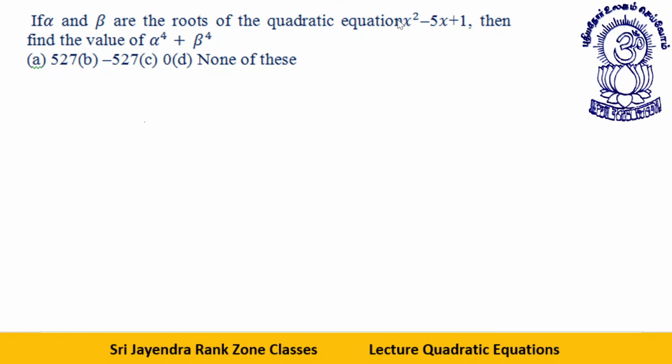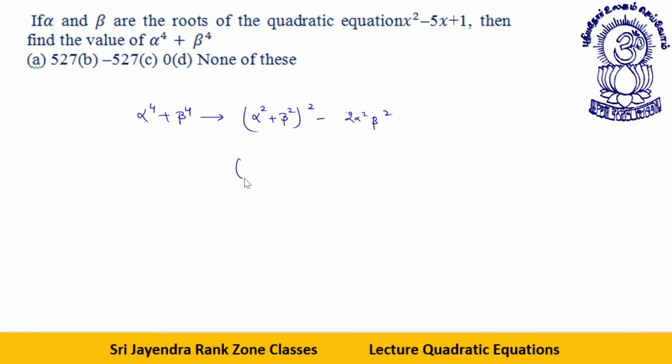If alpha and beta are the roots of the equation x square minus 5x plus 1, then you have to find the value of alpha 4 plus beta 4. How do you calculate alpha 4 plus beta 4, dear students? Either you can individually find alpha and beta, but that will be lengthy. A better way: alpha 4 plus beta 4 can be written as alpha square plus beta square, whole square, minus 2 alpha square beta square. Clear? Now the next part.